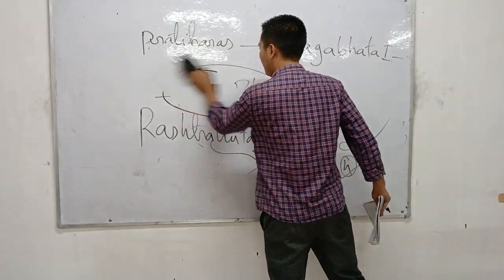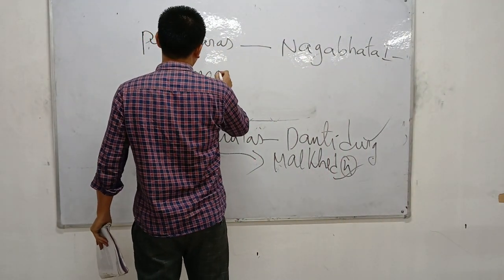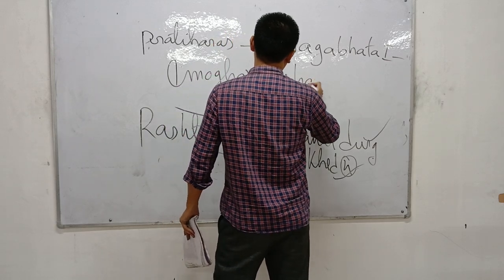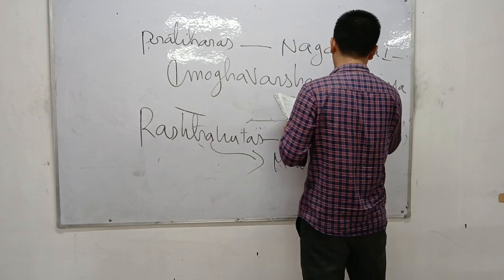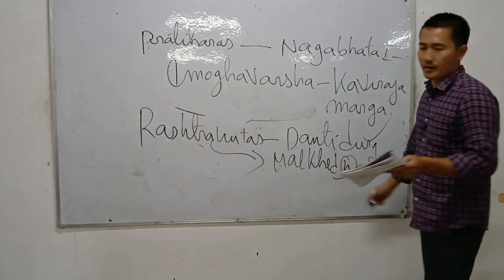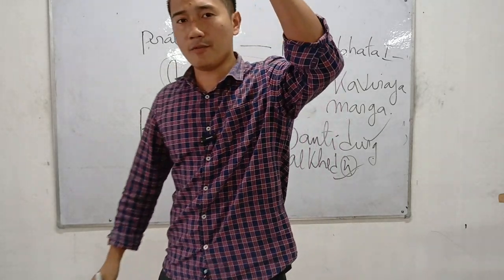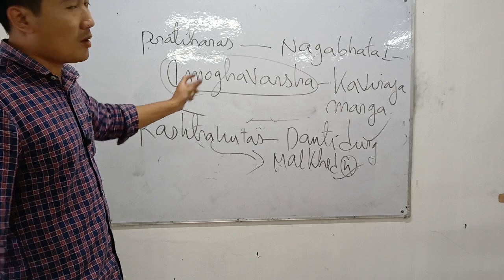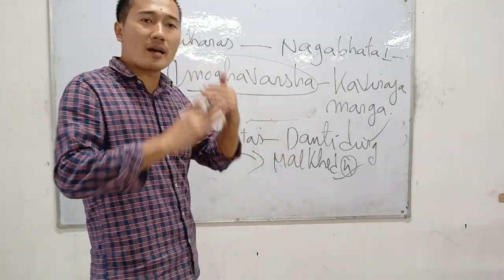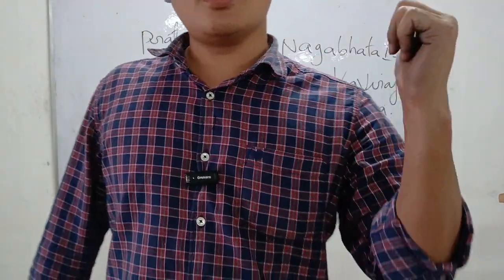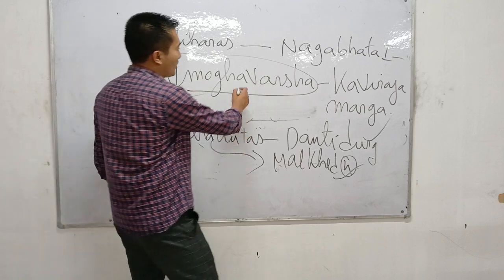Amoghavarsha, Kaviraja Marga. Okay. The greatest king of the Rashtrakutas is Amoghavarsha. You remember? Amoghavarsha was not only a king, he was a scholar. Because of that, he wrote a very important book known as the Kaviraja Marga. Kaviraja Marga is the most important book written by Amoghavarsha because he was a scholar, not only a king. So please remember, just for personal information, Amoghavarsha, the greatest king, wrote the Kaviraja Marga.